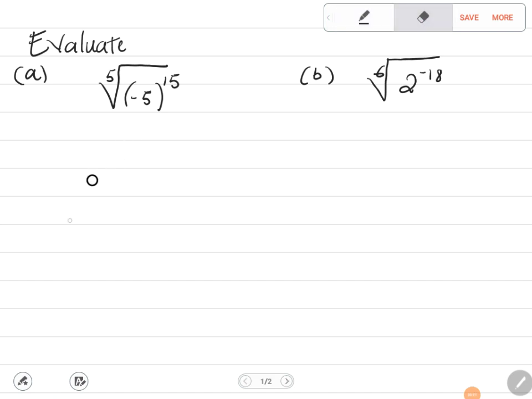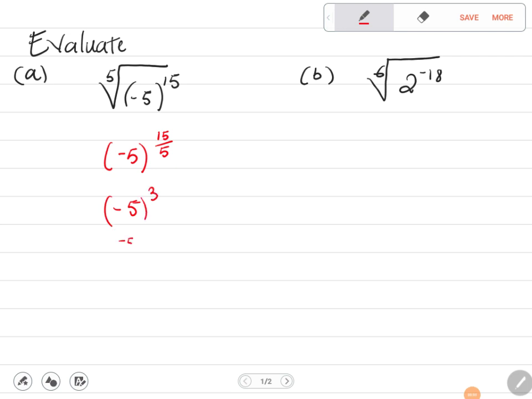Let me use another color. This is the same as negative 5 to the power 15 you divide by 5. This 5 here comes here. This is what this means. But 5 can go into 15, right? This will give us a negative 5 to the power 3.